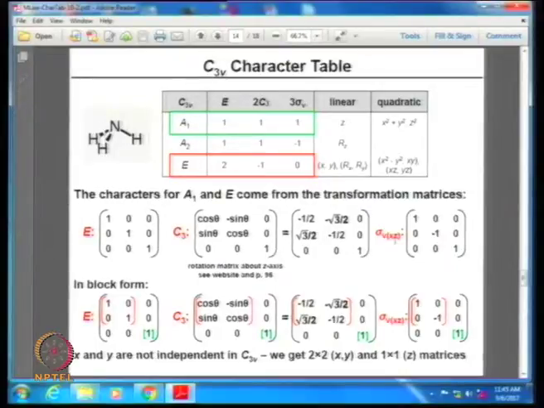And this one will have character, this one will have character plus 1. Okay. We have to come back to this.